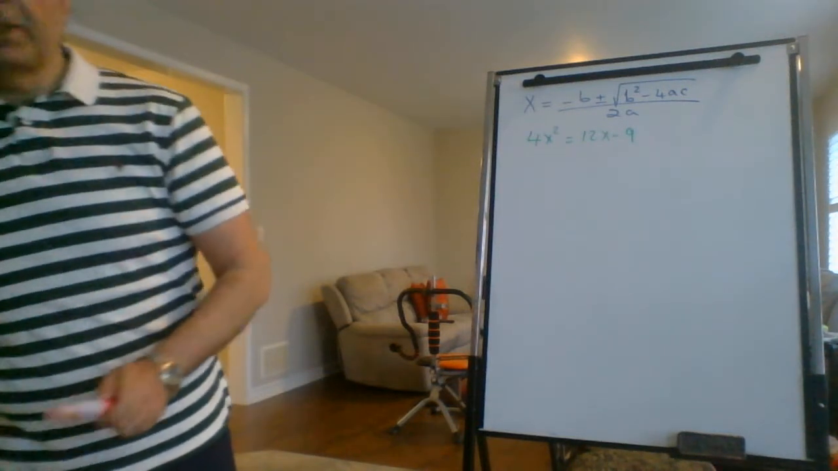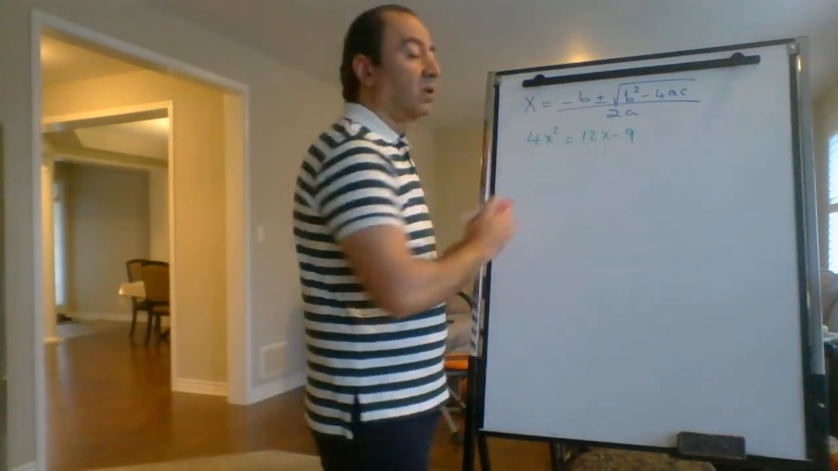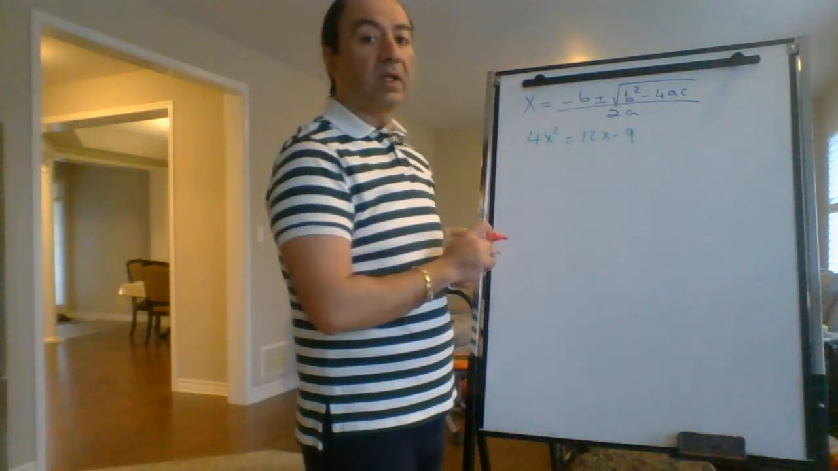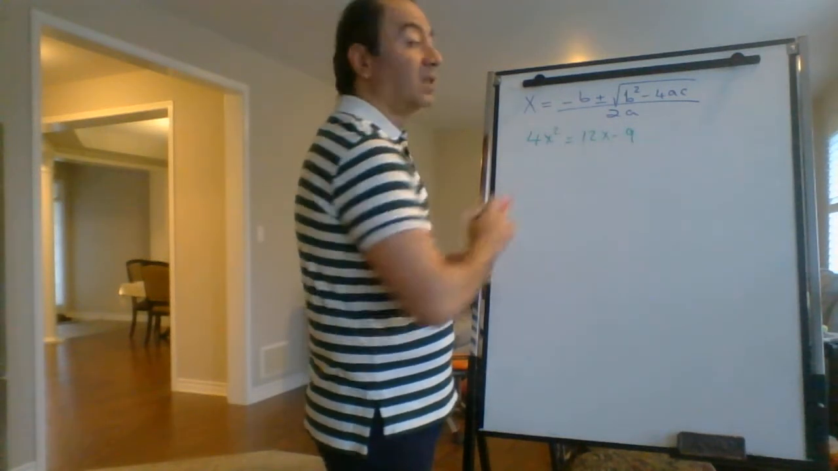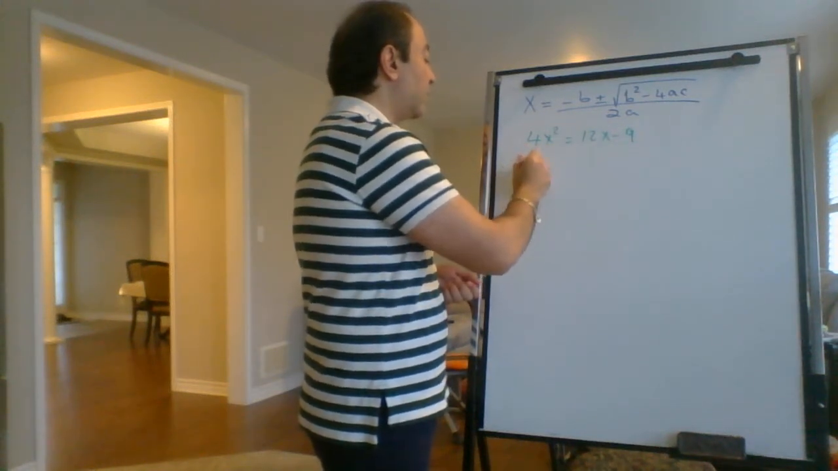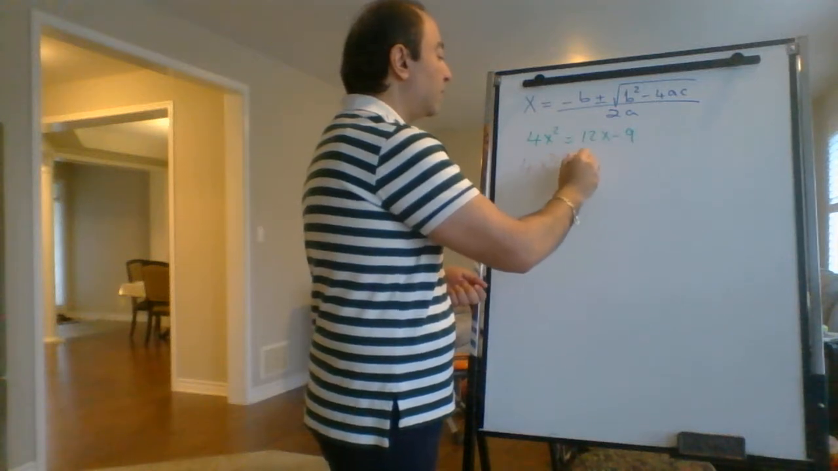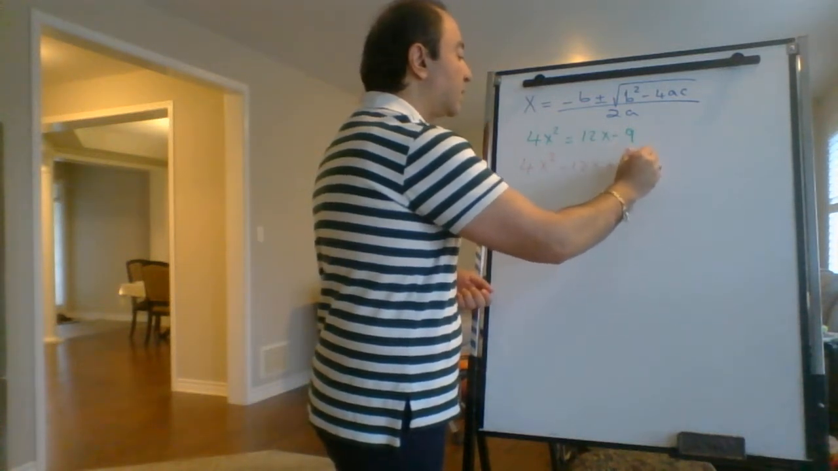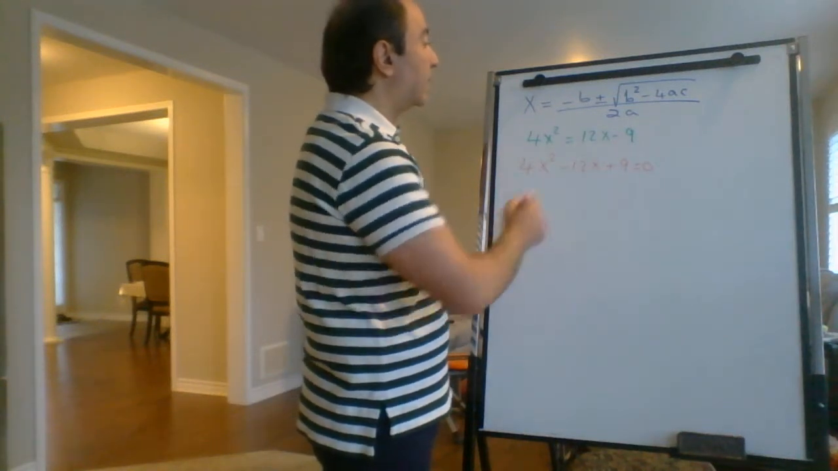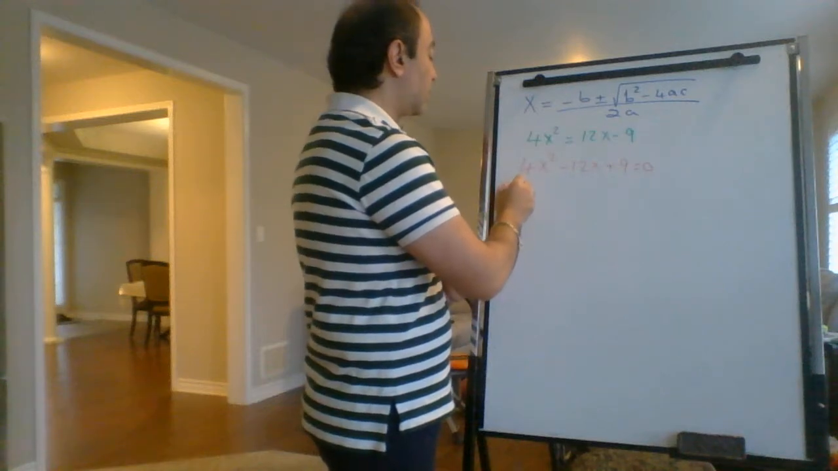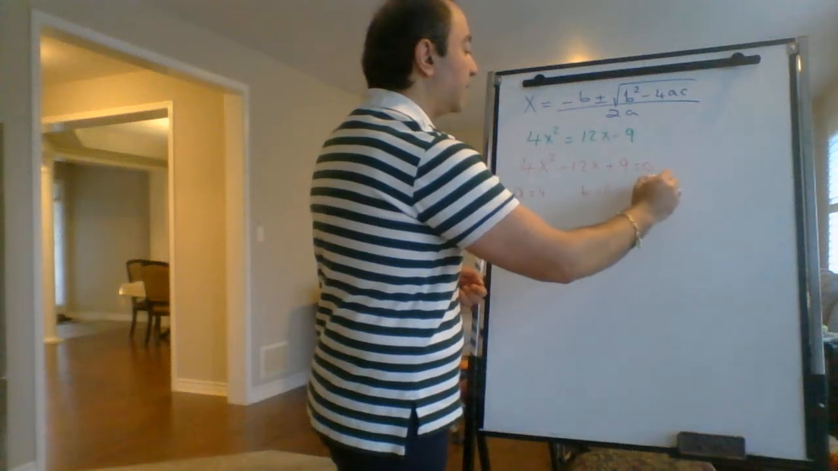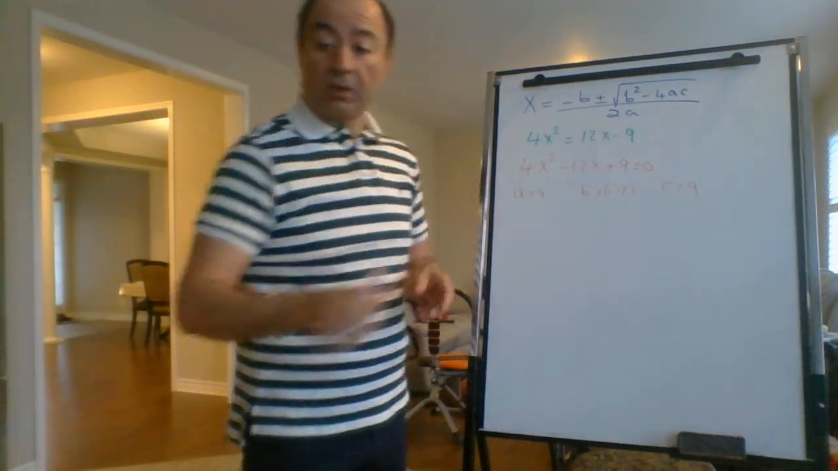The problem in here, when we start, we cannot start right away. I cannot say A is 4, B is 12, C is negative 9. Why? Because I don't have a 0 on one side. So I must move everything to one side and leave a 0 here. So I will rewrite this as 4x squared minus 12x plus 9 equals 0. Then I will start to apply the quadratic formula. So A equals 4, B equals negative 12, C equals 9. Then I will use the formula.